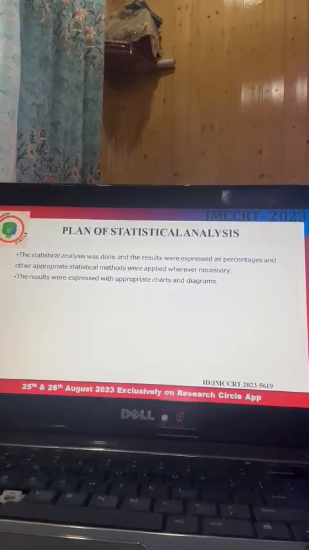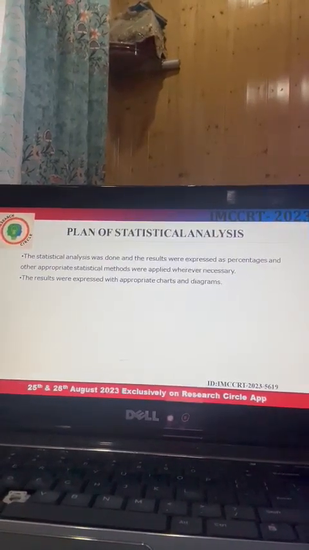Plan of statistical analysis. The statistical analysis was done and the results were expressed as percentage, and other appropriate statistical methods were applied wherever necessary. The results were expressed with appropriate charts and diagrams.